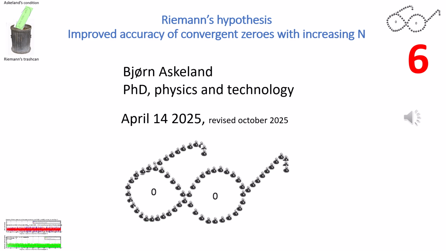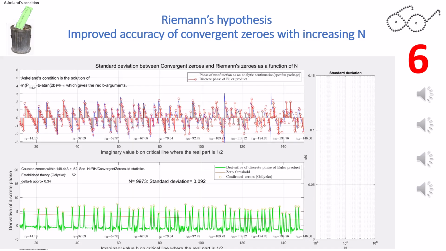This is my sixth video about Riemann's hypothesis. In this video, I'm going to calculate the standard deviation between convergent zeros and analytic zeros using the Euler product and the oscillating condition from my Riemann hypothesis proof.